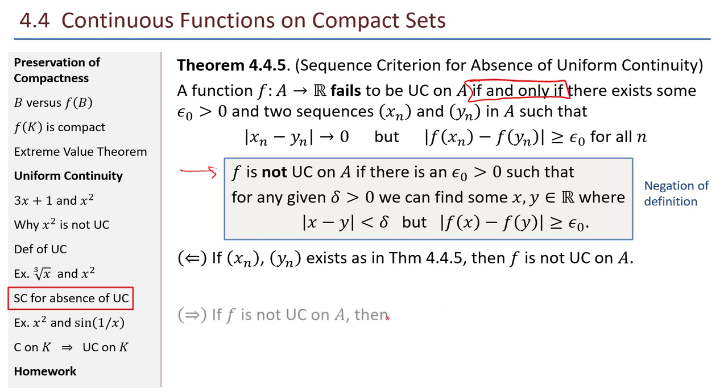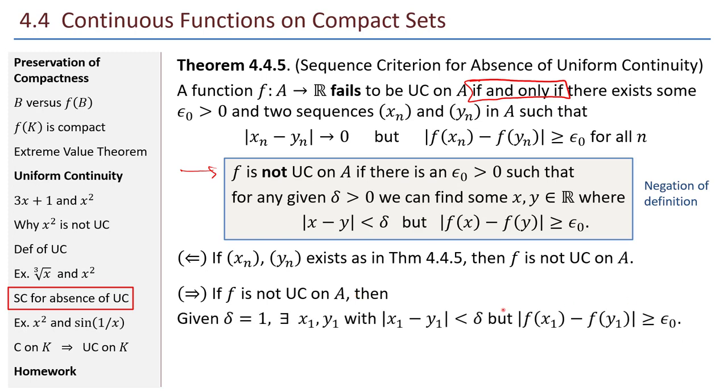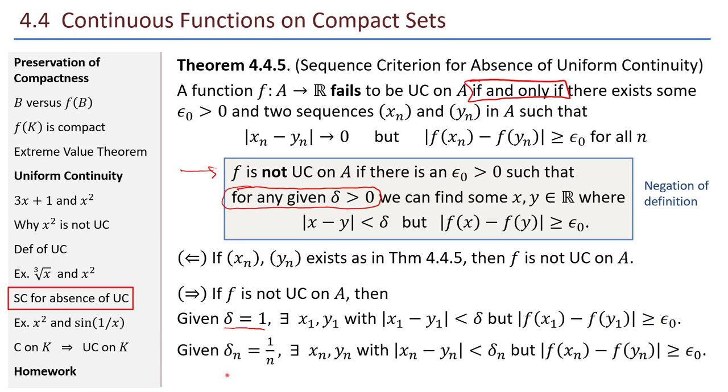How about the other direction? Let's suppose that my function f is not uniformly continuous. Can I show that there exist these sequences? Well, if it's not uniformly continuous, then for any given delta greater than 0, we can find x, y, and so on. So in particular, for delta equal to 1, I can find x1, y1 that are within delta of each other, and where the difference of my function values is greater than that epsilon naught. And in general, given any delta, how about delta n equals 1 over n? I can find an xn and yn where the difference of xn and yn is less than delta, but the difference of the function values is greater than the epsilon. So that's it. We can really create these sequences of x's and y's.